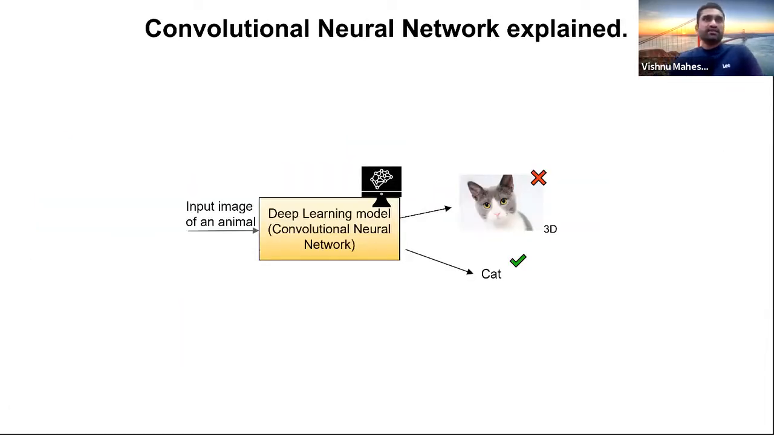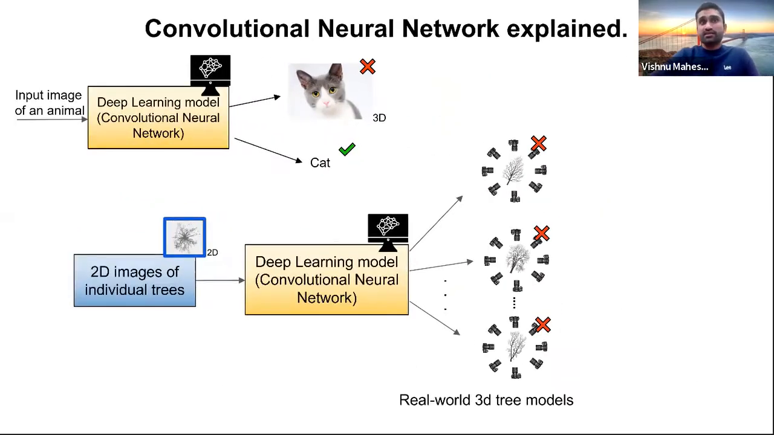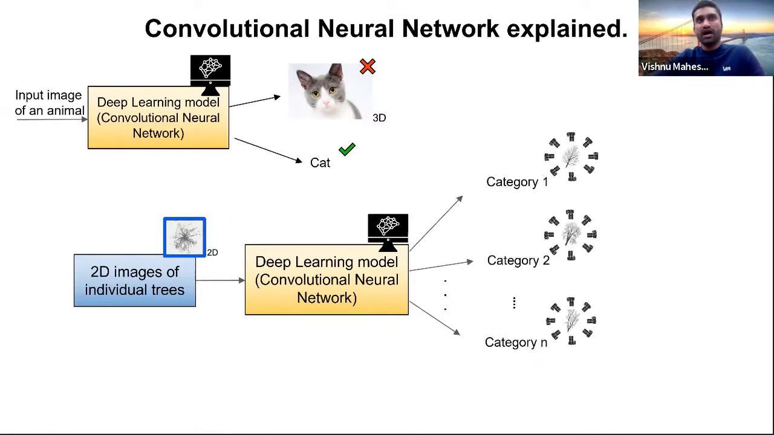And those of you who are familiar with convolutional neural networks know that a CNN cannot output a 3D model. It can output only a label. For example, in a CNN that can detect animals, the input is the image of an animal, and the output is the name of the animal, not the 3D model of the animal itself. In a similar way, our model cannot output the 3D models of the trees directly.